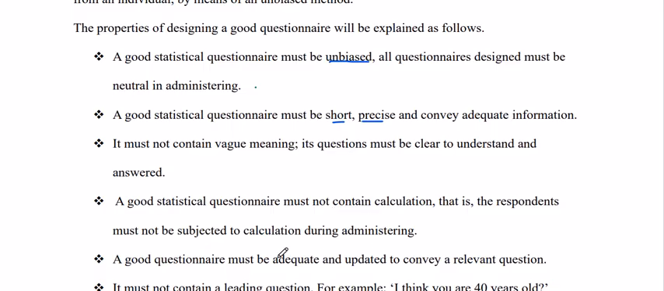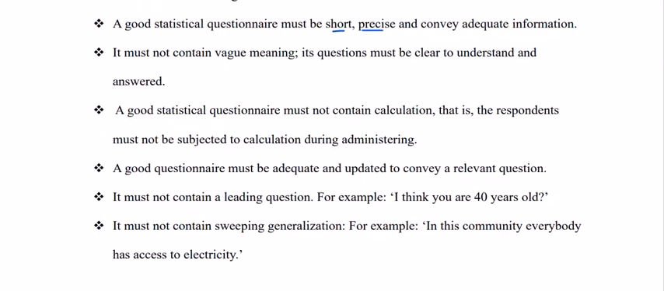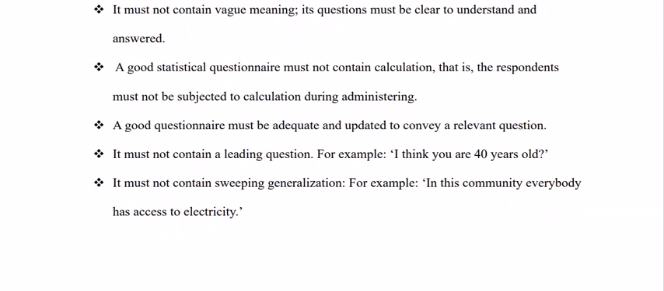A good statistical questionnaire must be adequate and updated to convey relevant questions. So the questions in any good statistical questionnaire must be relevant and must be updated in order to achieve the targeted goal of that survey.